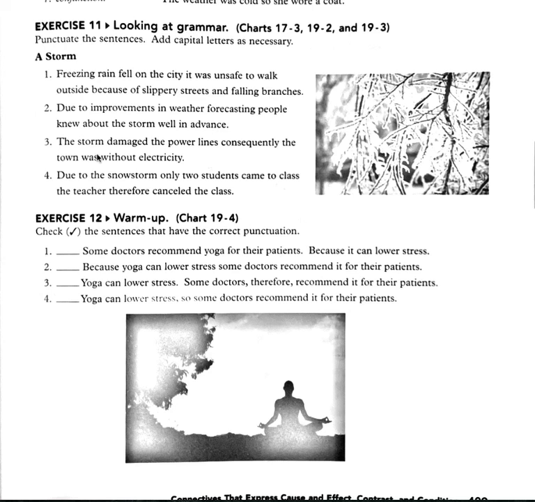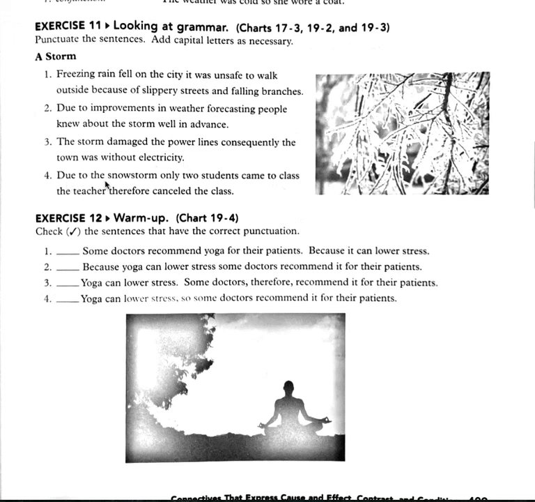Okay, number 3. The storm damaged the power lines. Consequently, the town was without electricity. So here's a transition. So you're going to say the storm damaged the power lines, period. Capital C. Consequently, comma, the town was without electricity. Again, the storm damaged the power lines, period. Consequently, capital C, comma, the town was without electricity.